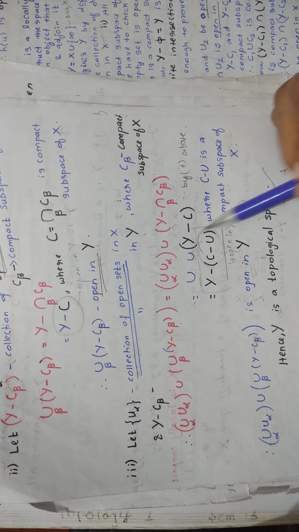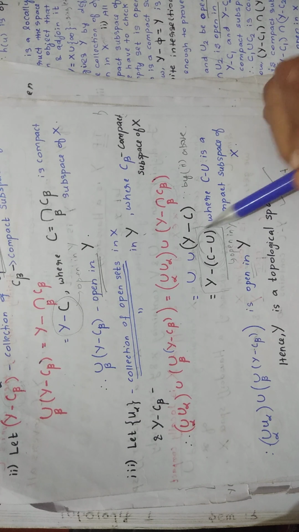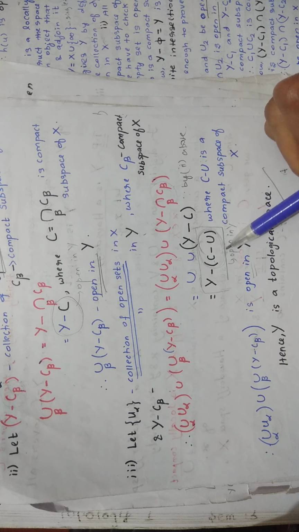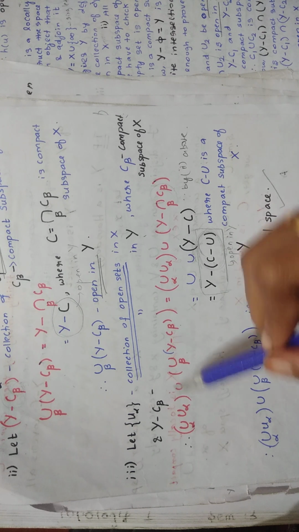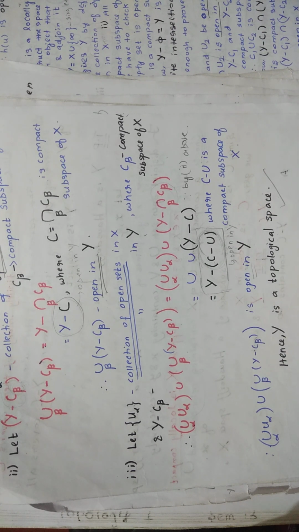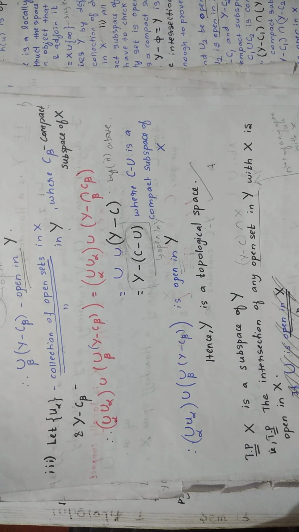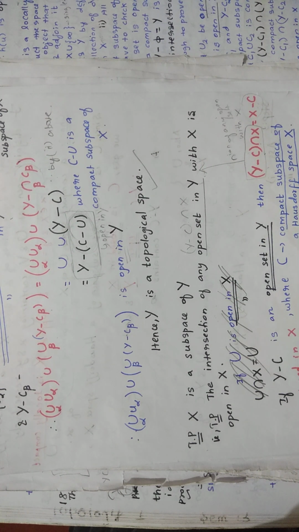So you can say this is a compact subspace of X. Y minus C format means that C is the compact subspace of X, no. So that is here C minus U, having in the place of C, here you are having C minus U. Therefore you can say this C minus U is the compact subspace of X. So this is open in Y means the left hand side is also open in Y. So you proved all the conditions to say Y is a topological space. Finally you proved Y is a topological space. Am I right?